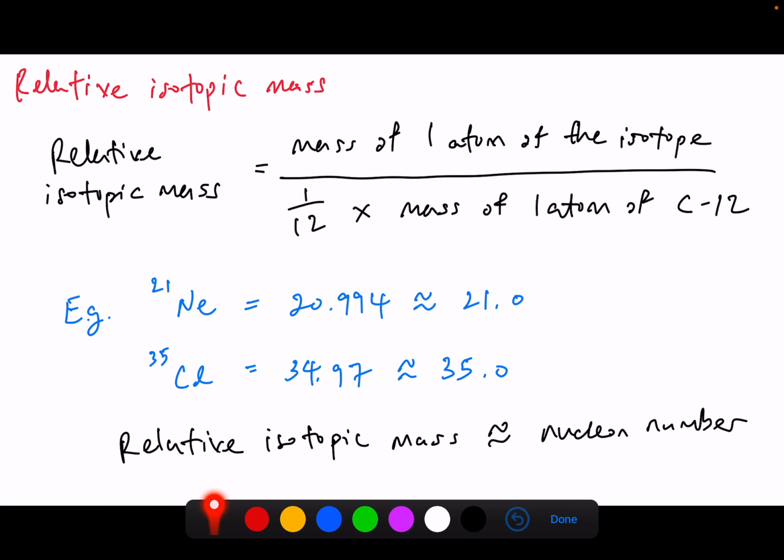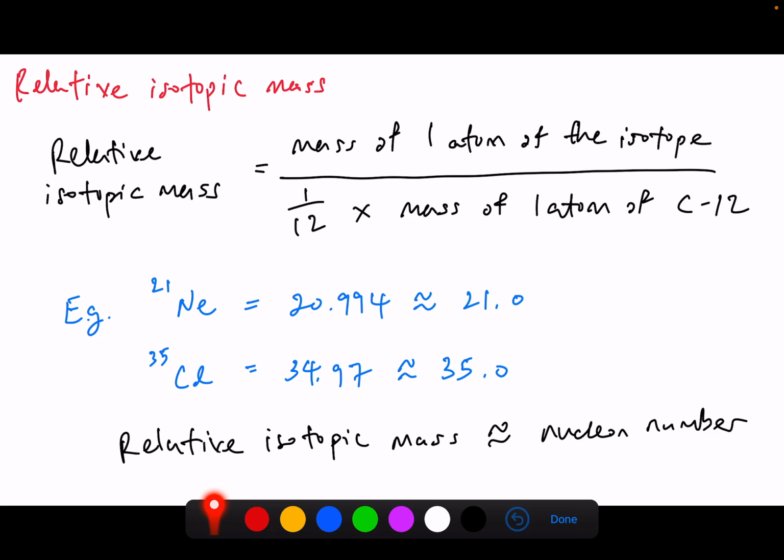How it's defined is essentially the mass of an atom of the isotope that we're talking about, divided by 1/12 of the mass of one atom of C12. Remember, we mentioned that one atom of C12 is assigned a relative atomic mass of 12. So 1/12 times that 12 just essentially gives you 1.